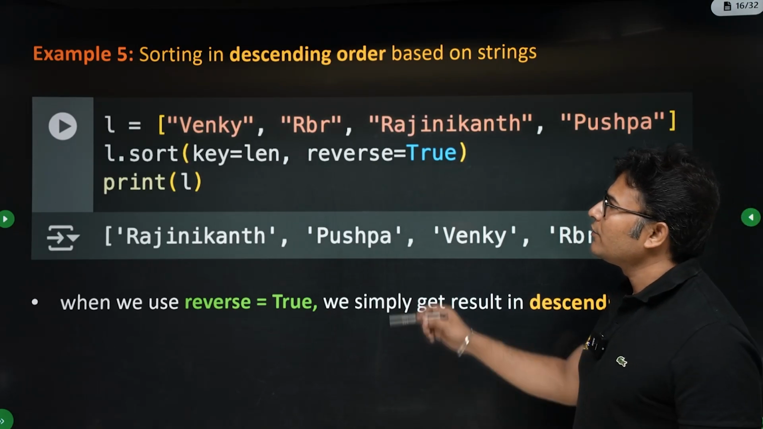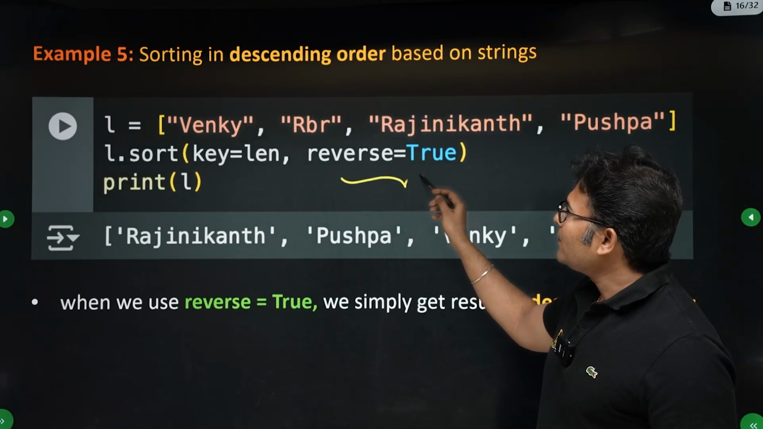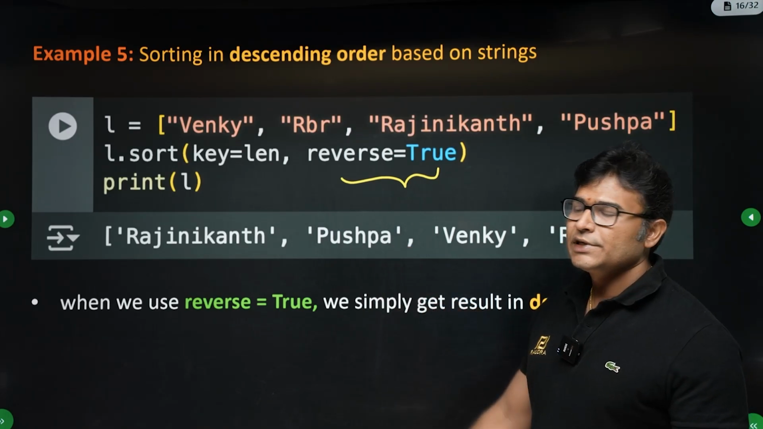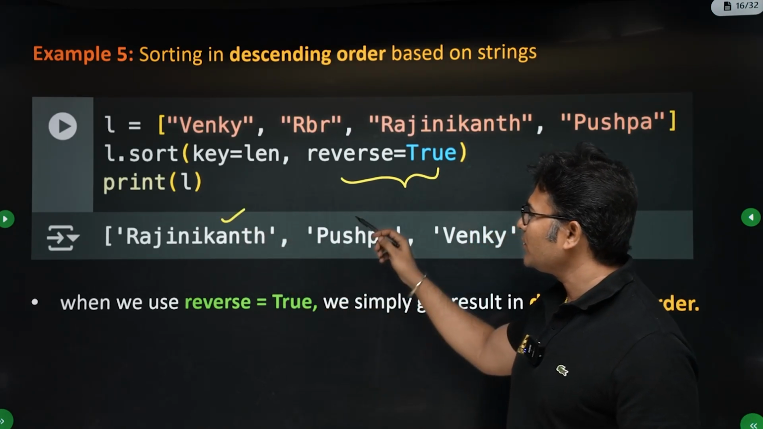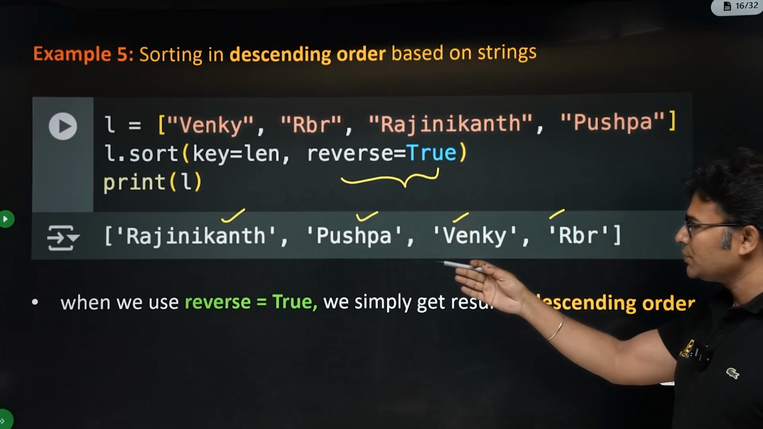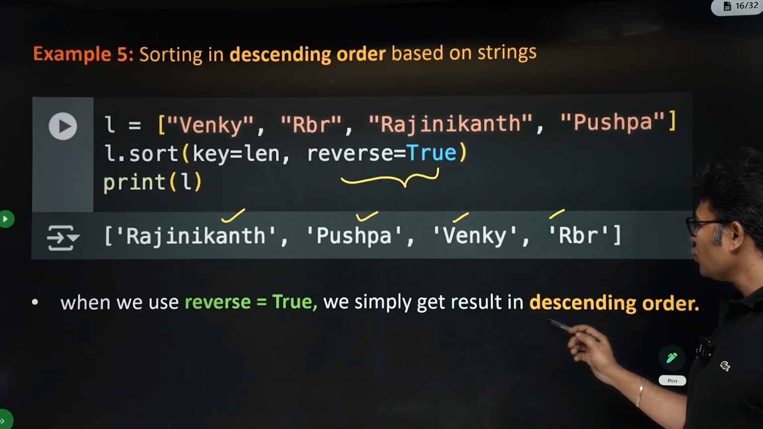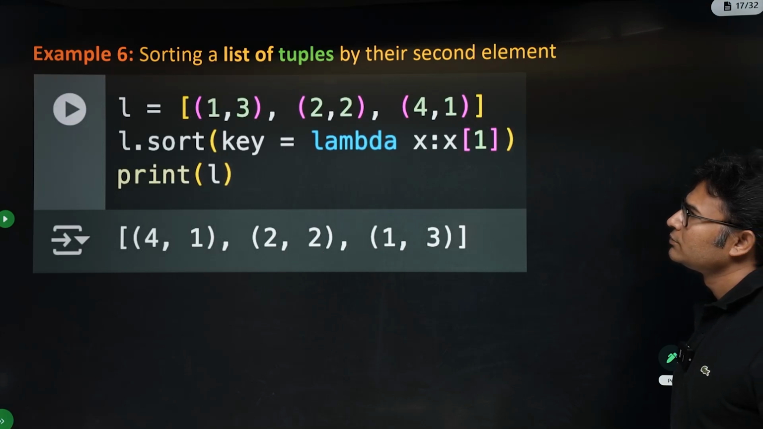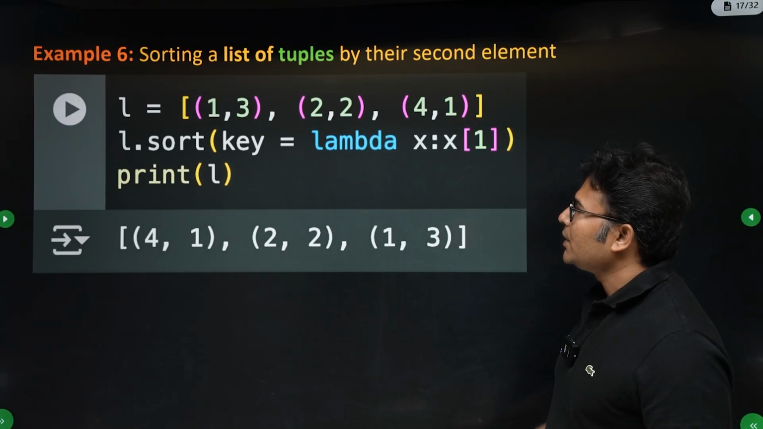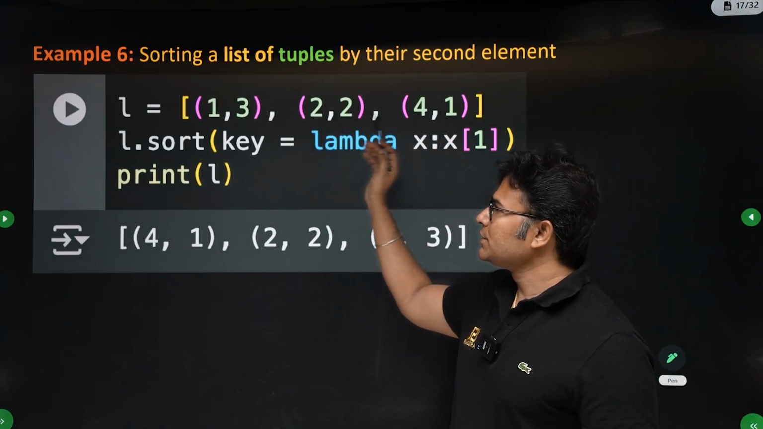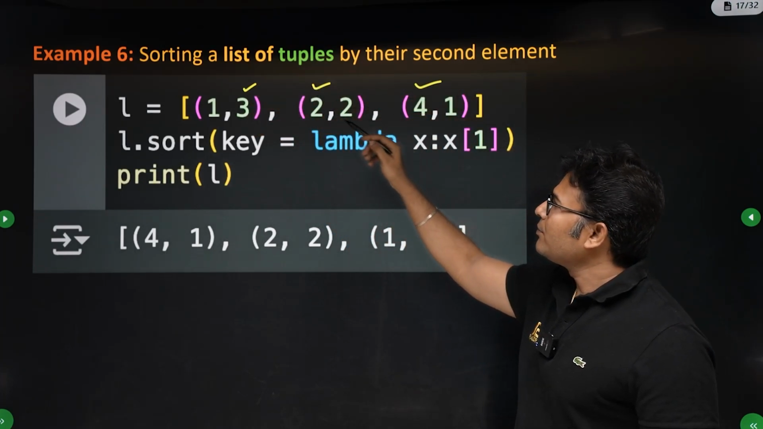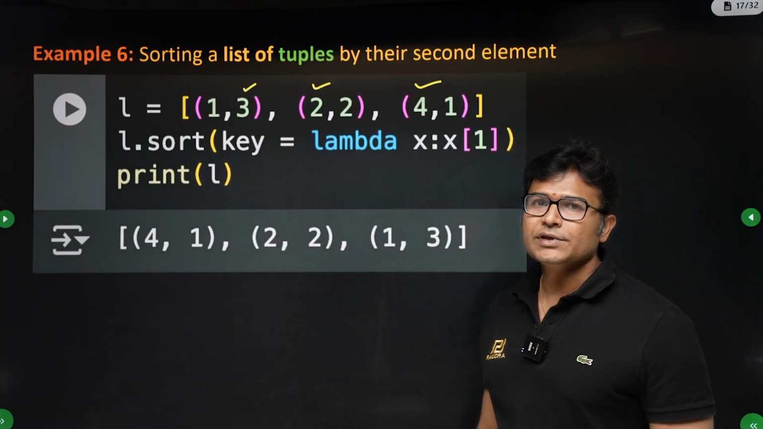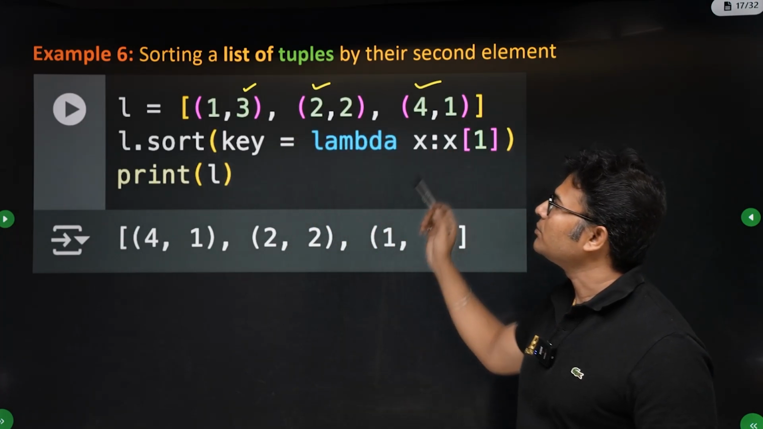Now, if you say reverse equal to true, then it will perform descending order. Right. So the biggest, largest string will come first, next, right? This is descending order. Reverse equal to true means it is descending order. Now let us say we have a list of tuples. Tuple means these values. When I put in normal brackets, they are tuples. It is a list of tuples.